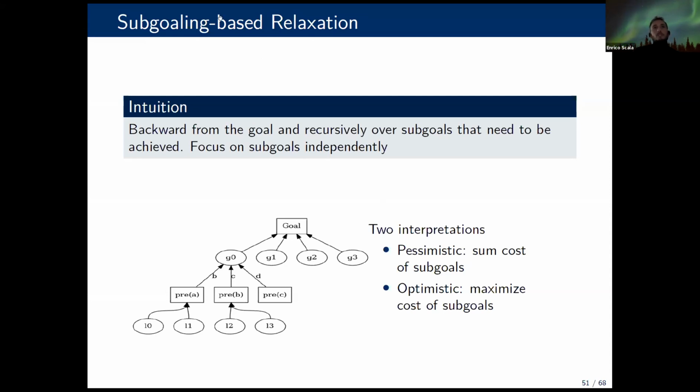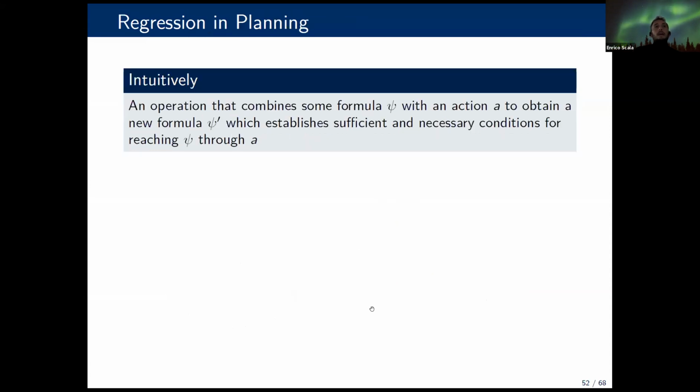There are 2 interpretations of this relaxation. One is a pessimistic interpretation in which you sum the cost of all the sub-goals, and the other one is an optimistic interpretation in which you maximize the cost of all the sub-goals that you have attained.